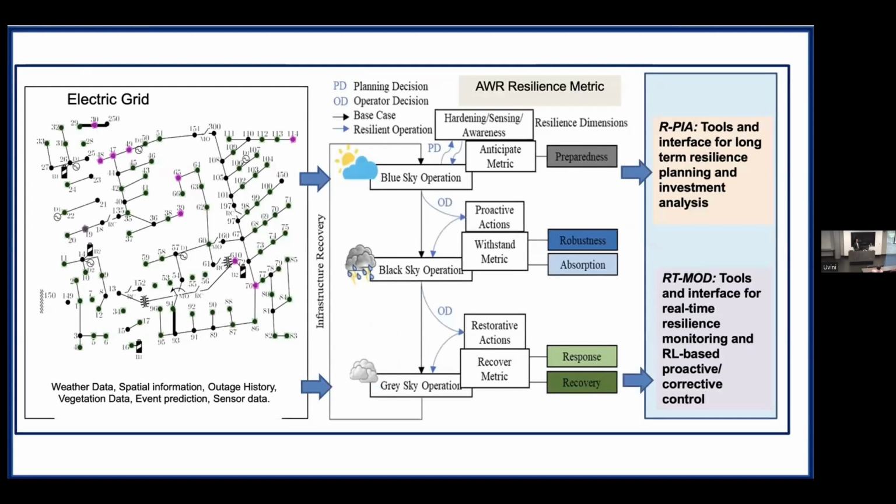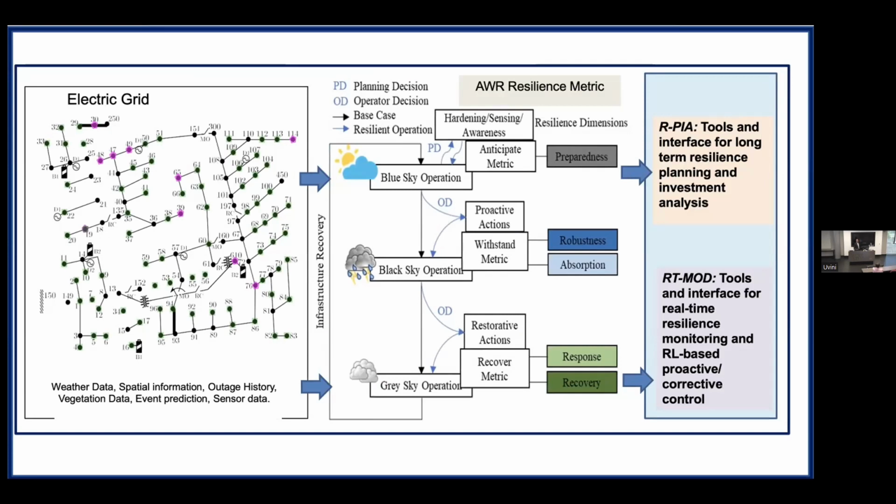So you take the system, which here is a distribution system. We also need weather data. We need some spatial information about the grid with DER and all those things. We need some outage history, especially if it has happened because of an event in the past. Then vegetation data, event prediction, and then sensor data.